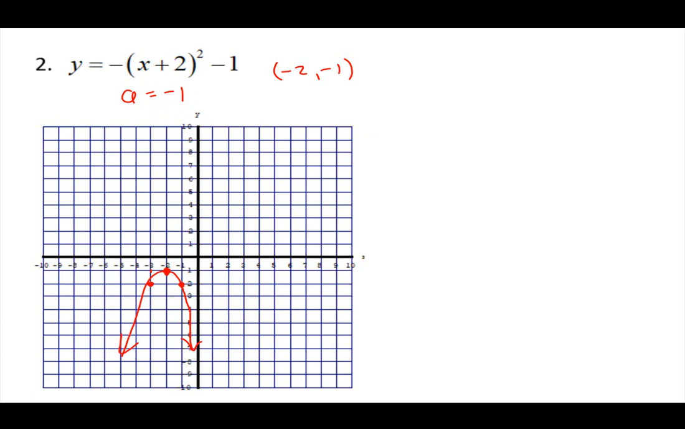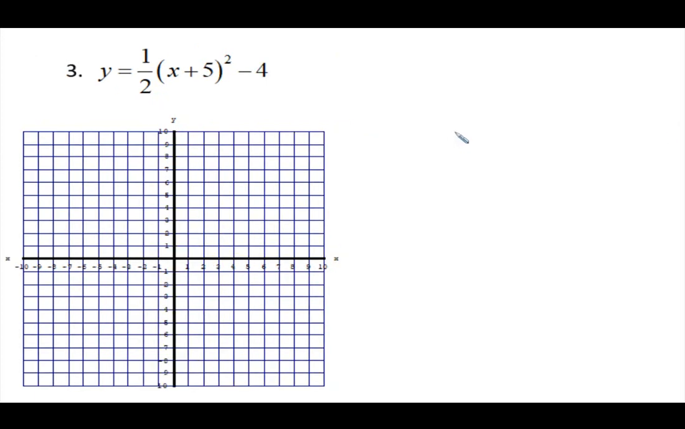Okay, let's try another one. All right, so let's take a look at this example. So my vertex is -5, -4. Okay, so I'm going to plot my vertex, -5, -4. So here's my vertex, right? What's the a value? So a is half, right?